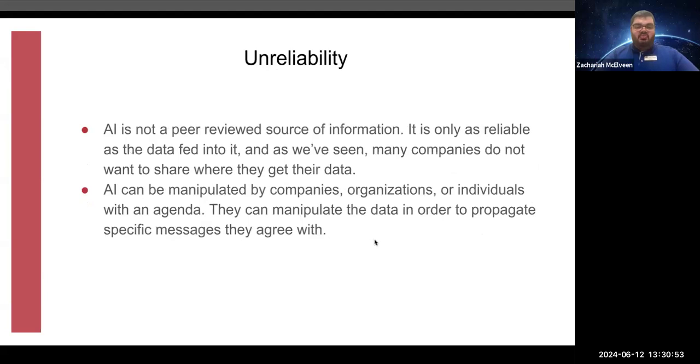So AI is not a peer-reviewed source of information. It is only as reliable as the data fed into it. And as we've seen, many companies do not want to share where they get their data. AI can be manipulated by companies, organizations, and individuals with an agenda. So we want to educate the public about these issues when they themselves want to use AI, or if we're dealing with companies about these issues. And as we use AI, we want to make sure our own HR departments are taking all of these things into consideration if they start using AI.